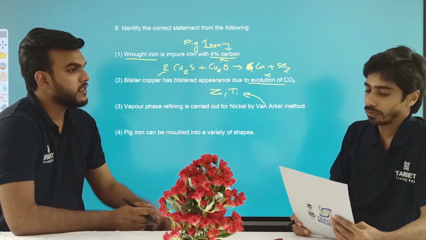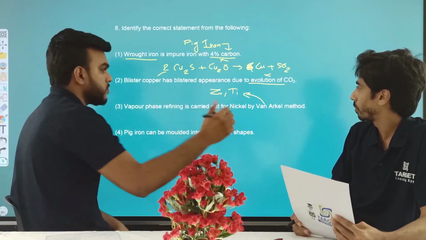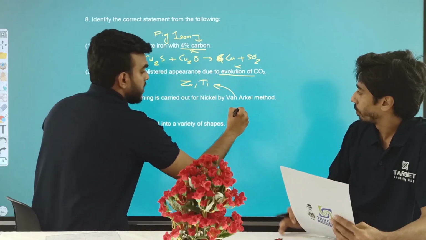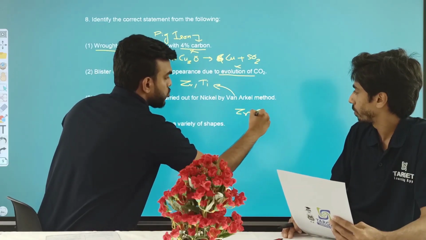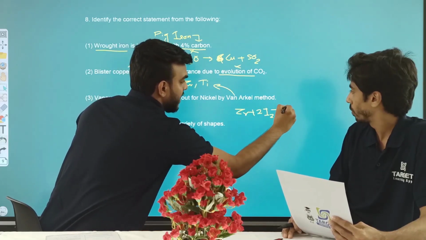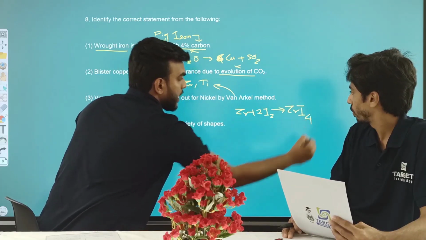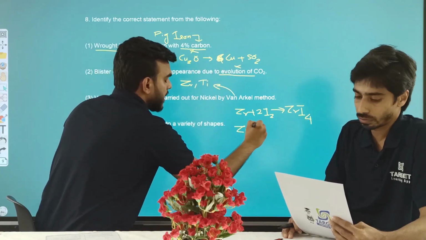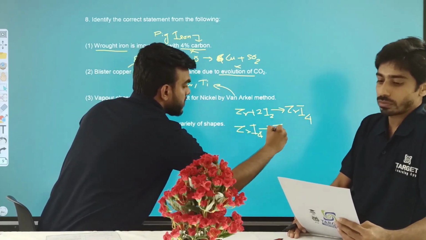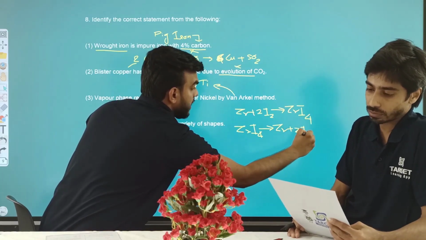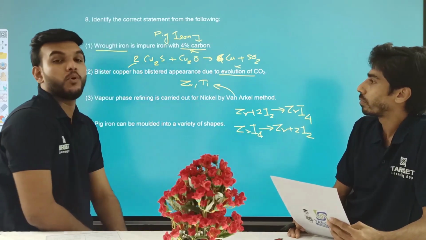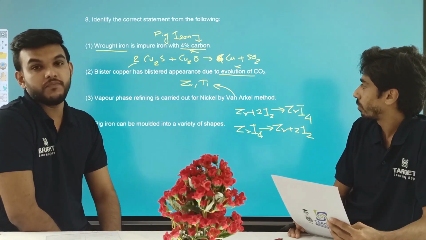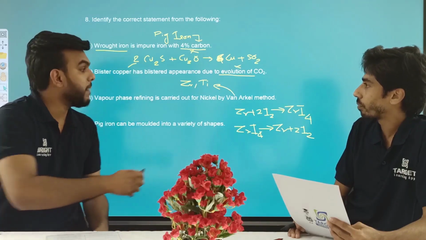We are using that is Zr plus 2I2. You know that equation, it is very simple. I'm just taking the concept here. Zr plus 2I2 will give ZrI4, that is zirconium tetraiodide. And when you heat that zirconium tetraiodide, it will become Zr plus 2I2 again, and this Zr will be highly pure. This is a method of refining based on our chapter, metallurgy.